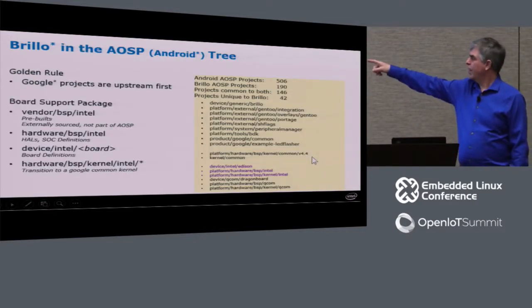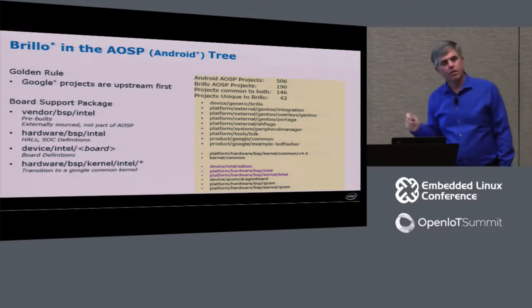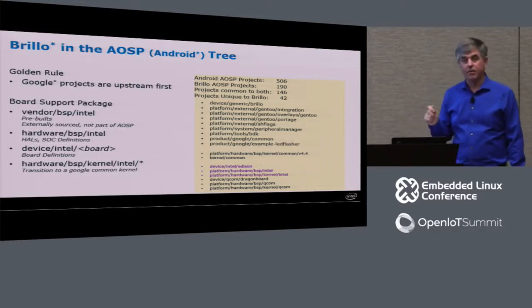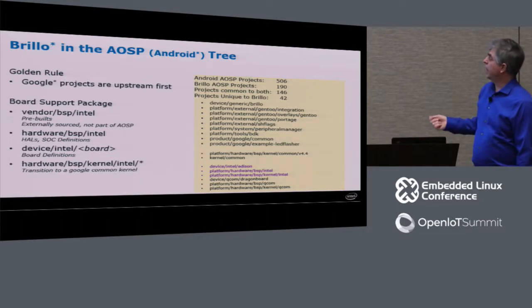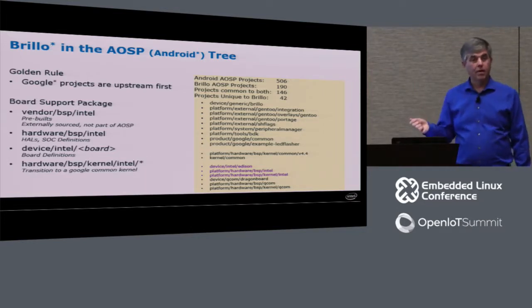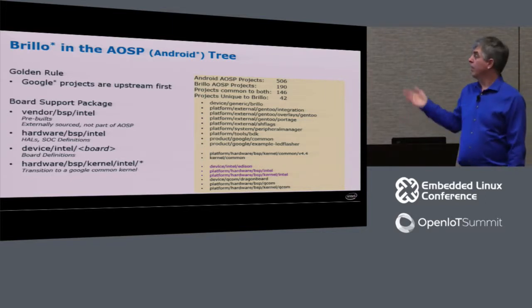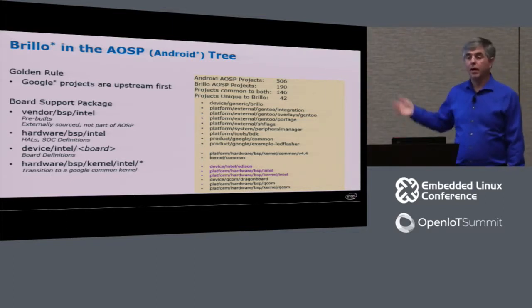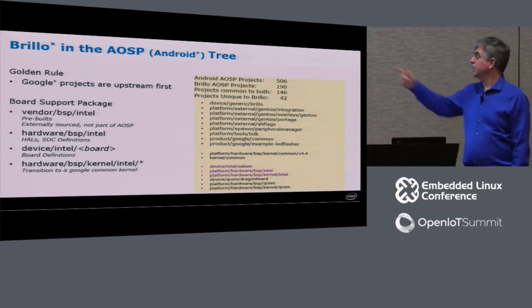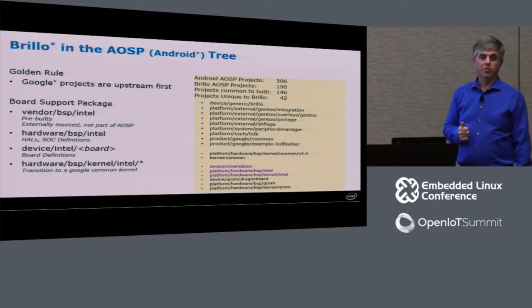The common kernel, which is not required for a Brillo device, but it's really nice if you have it. So right now, for instance, the Edison is using a 3.10 kernel, and we're working on bringing that up to the 4.4 level. The Minnow board is at 4.4 level. I'll be talking about the upboard in a few minutes. It'll come out at the 4.4 level as well.